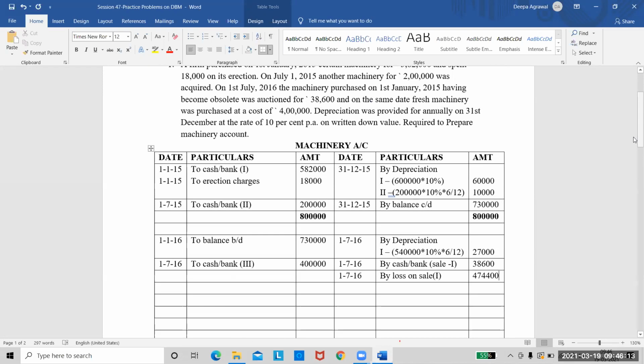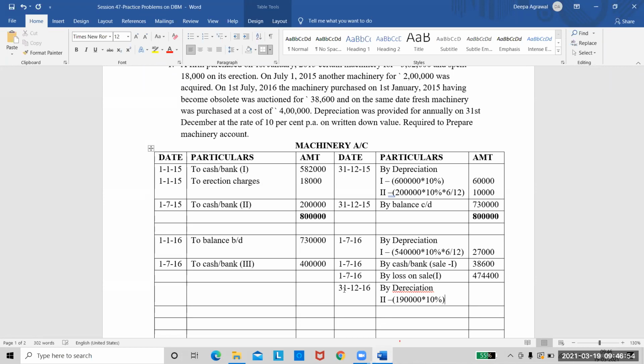Now what should I do? I have the second machinery also. I have to end my year. So come to ending of the year, 31/12/2016 by depreciation on second machinery. And how will I calculate depreciation on second machinery? And how much amount? Tell me, calculate and tell me already. 1,90,000. Did you understand how did I get 1,90,000?